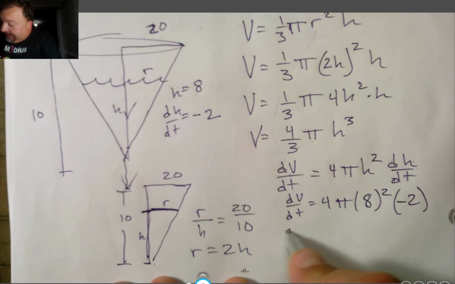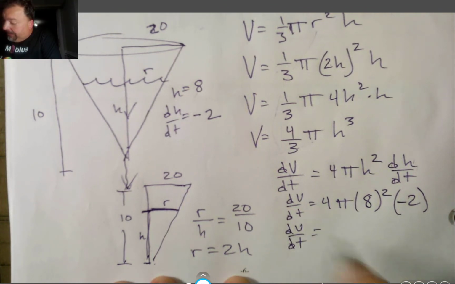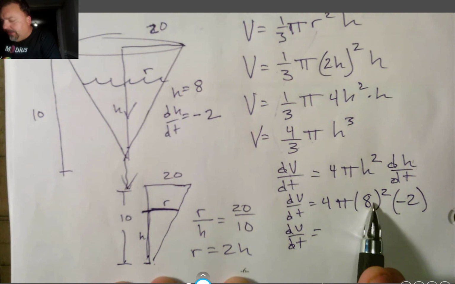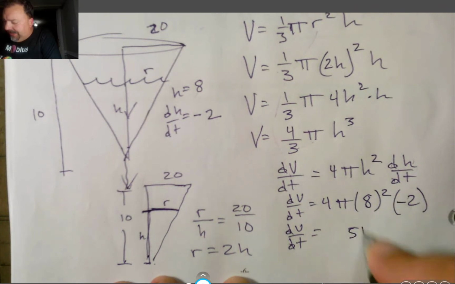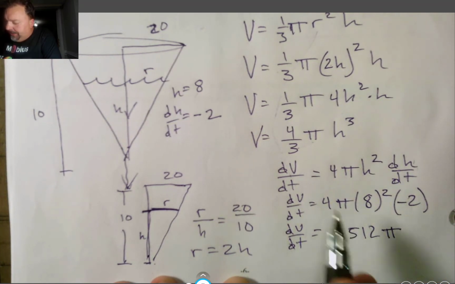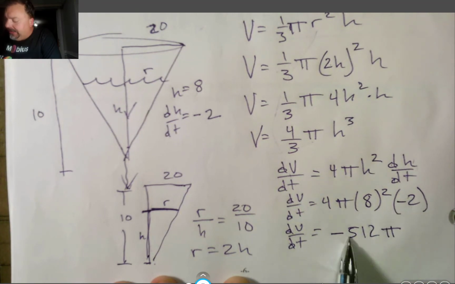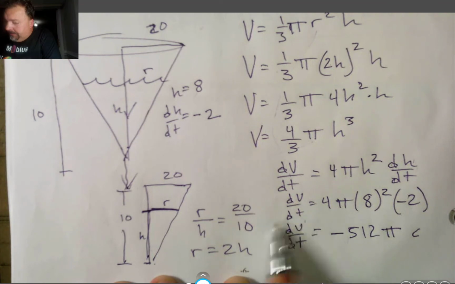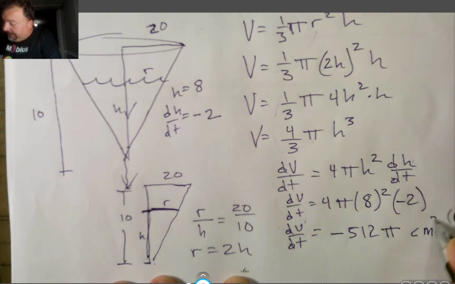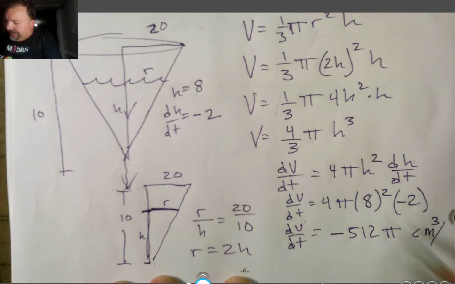And simplify this out. So 8 squared is 64. Multiplied by another 8 is going to be 512, and it's going to be negative. And I'm going to keep the pi with it. So 4 times 8 times 8 times -2 is going to be -512 pi. The units, well, what are we talking about? Volume and time. So volume is cubic centimeters here. Time is in seconds. So there is the answer for that one.